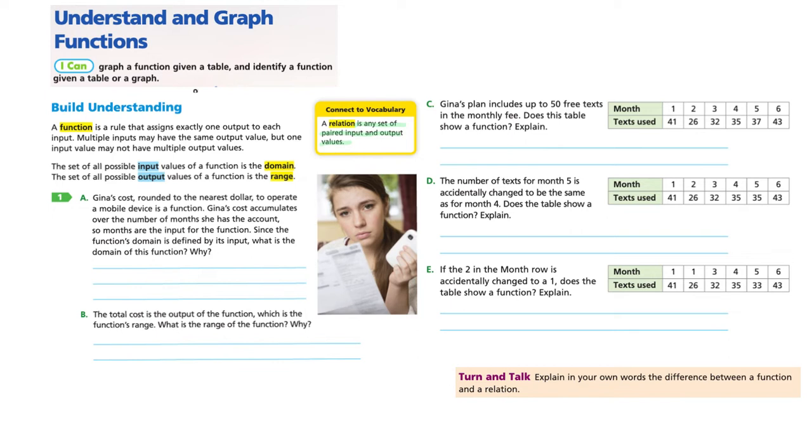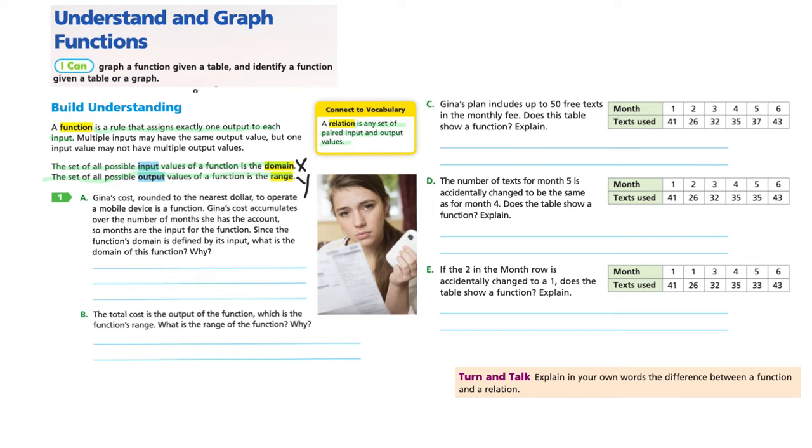The other thing that's really important is the idea of a function. So a function is a relation, or it's a rule that assigns exactly one output to each input. And we'll look at that again when we go over to the tables that they have set up. So then they also tell you that the set of all possible input values of a function is the domain, and the set of all possible output values of a function is the range. So those are important things to remember also. And one thing that you might think about is a lot of times people think of the domain as the X coordinate and the range as the Y coordinate if you're thinking of it in terms of a graph. So let's look at the questions that we have here.